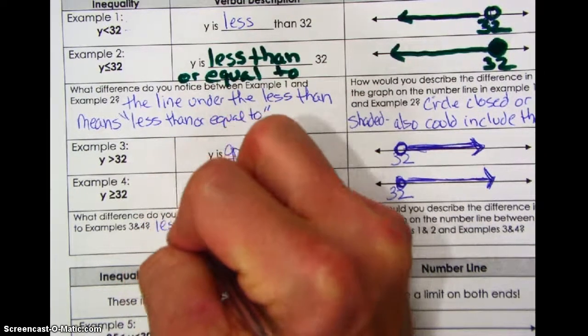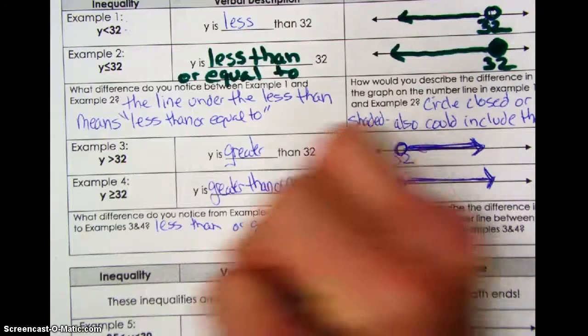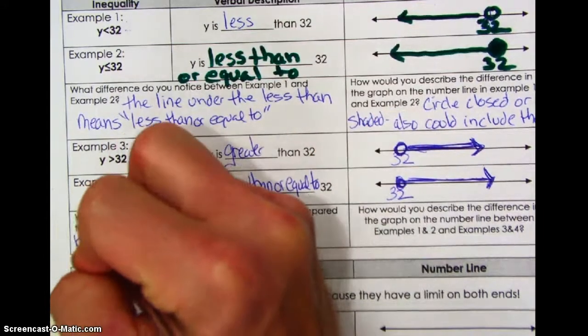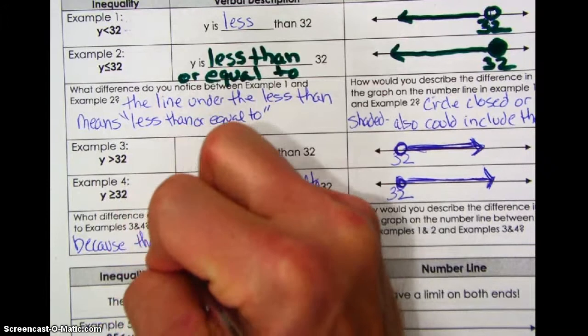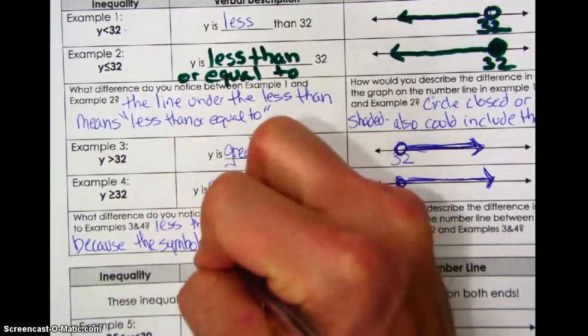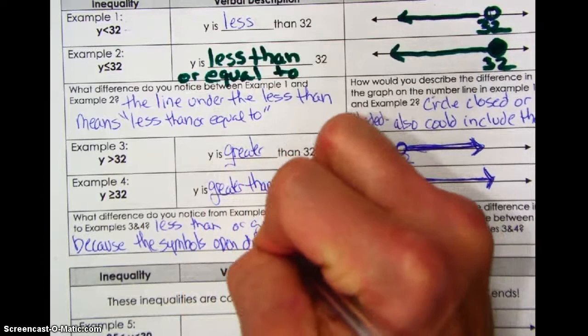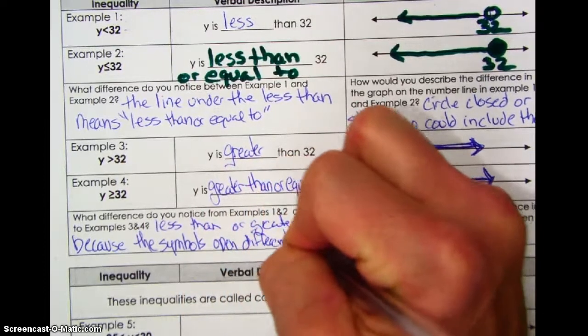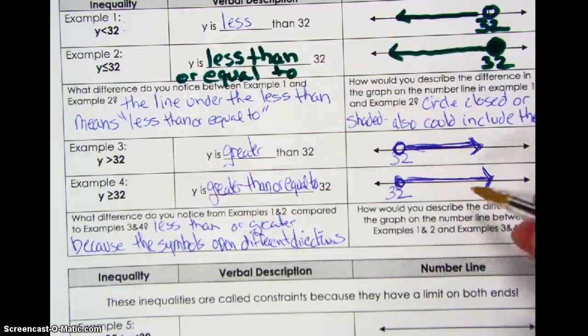So let's say it's less than or greater than because the symbols open different directions, right? And that's it. That's all I wanted you to be able to notice.